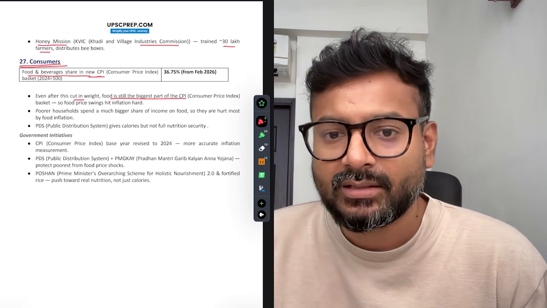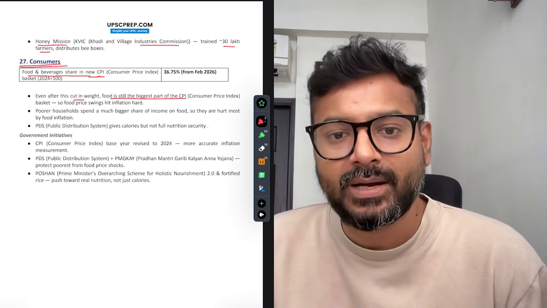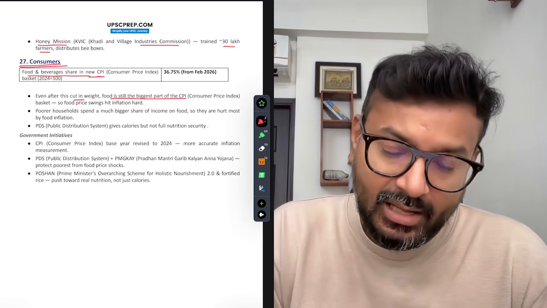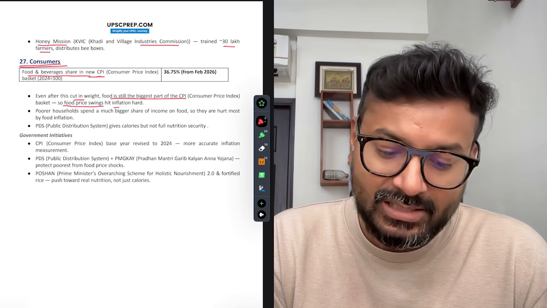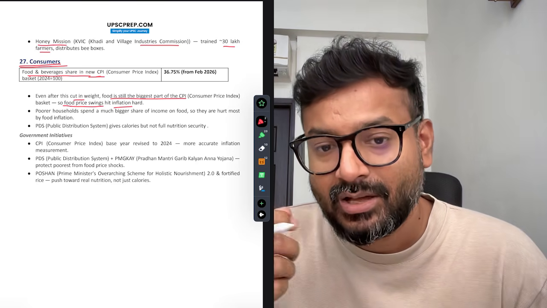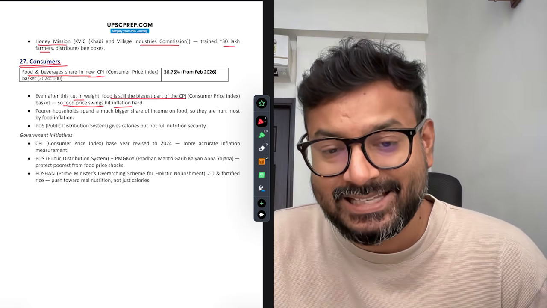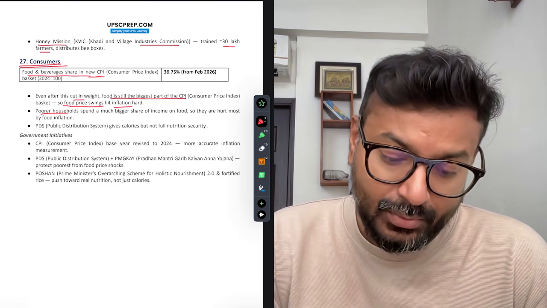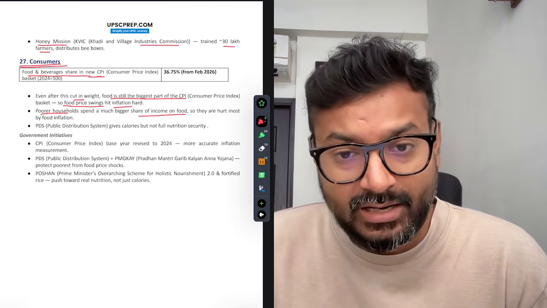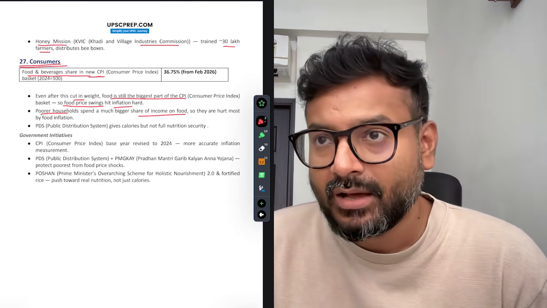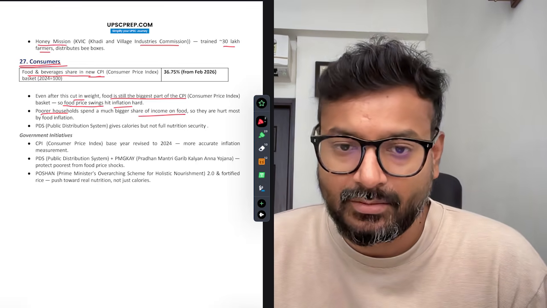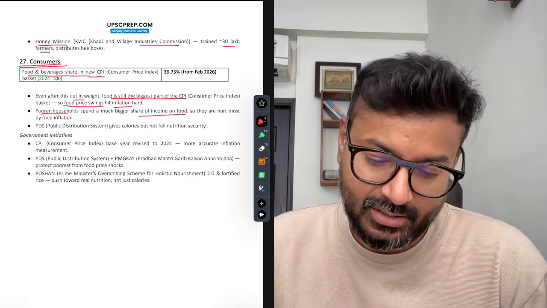So you understand that an average person in India spends the most amount of money on food. Food is so important, and therefore when food prices swing, it hits inflation really hard. Yes, we really feel the pinch when the price of tomatoes or onions increases, right? Now, also the poor households spend a much bigger share of income on food, so they are hurt the most. That is expected because everyone has to consume food. The poorer households, of course, end up paying a larger share of their income on food, and therefore they are really impacted by food inflation.